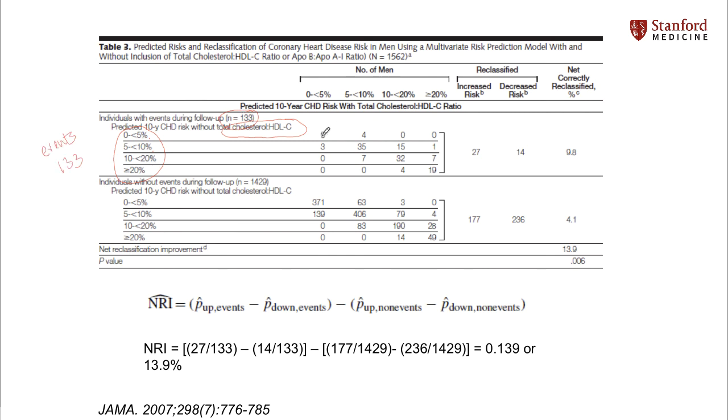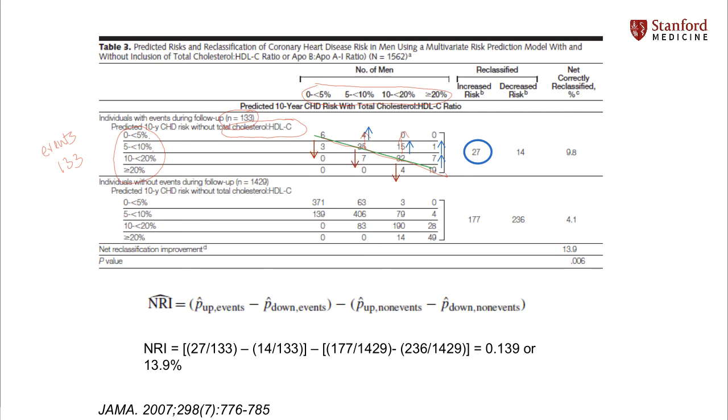And you can see that a lot of people did not get reclassified in the new model. They got the same classification, the same risk strata in both models. But there were some people who went up. So among the 133 who had events, 4 were reclassified from a 0 to 5% risk to a 5 to 10% risk. 15 went from a 5 to 10% risk to a 10 to 20% risk, and so on. So we have everybody above the diagonal here went up. There was 27 who the new model reclassified them as having increased risk.